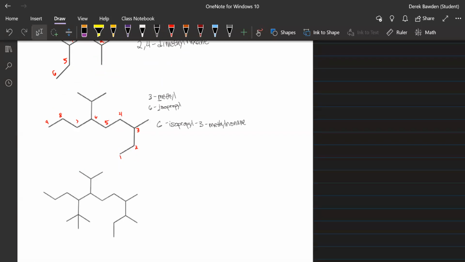All right, let's talk about this next one. I'm going to start at the bottom here numbering because I know that this is going to give us our lowest substituent numbers. 1, 2, 3, 4, 5, 6, 7. And then is it better to go down or better to go across? What do you guys think?